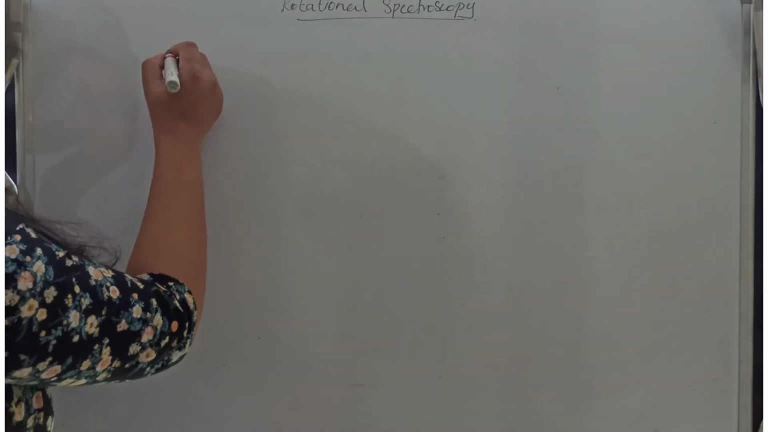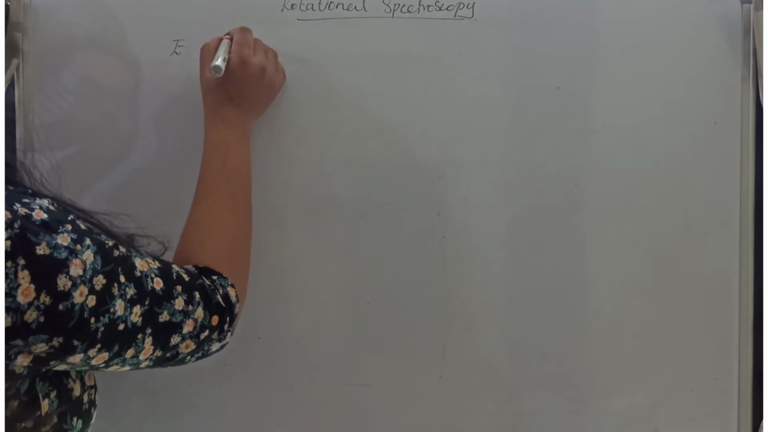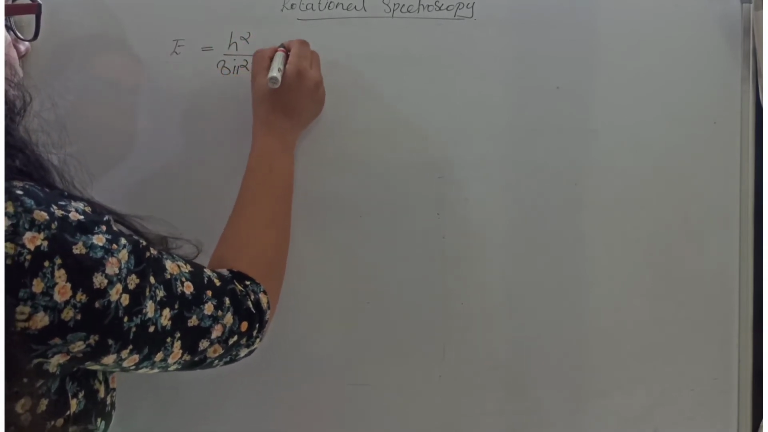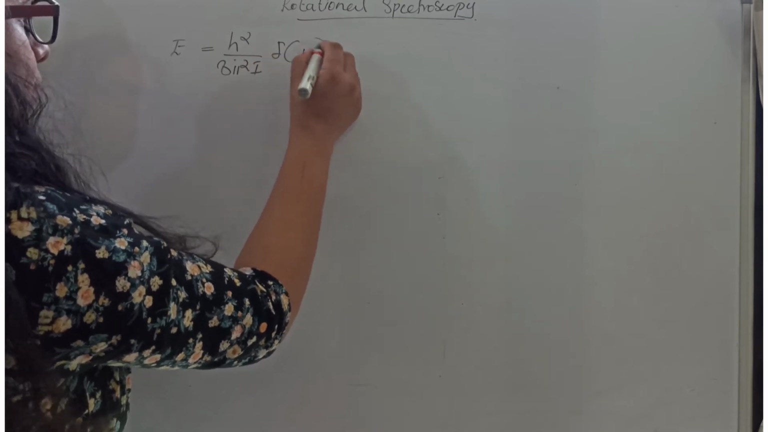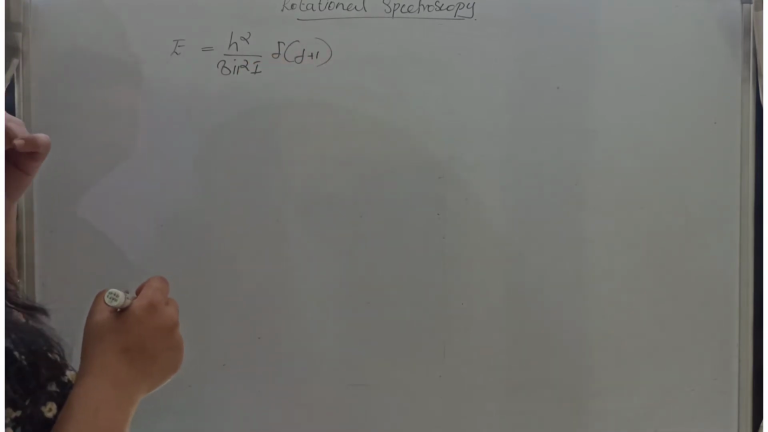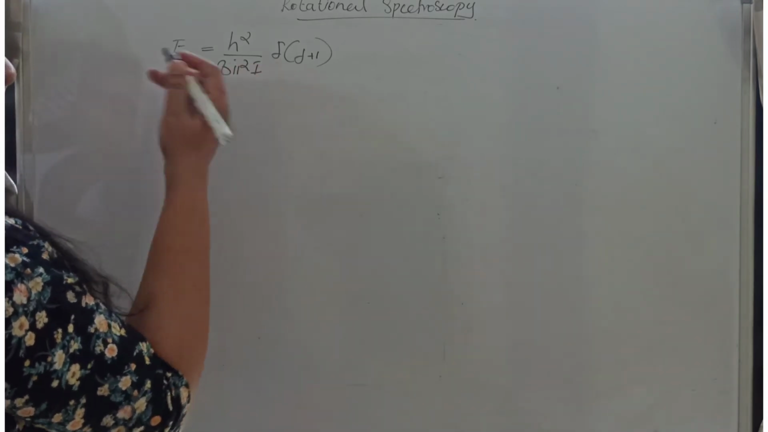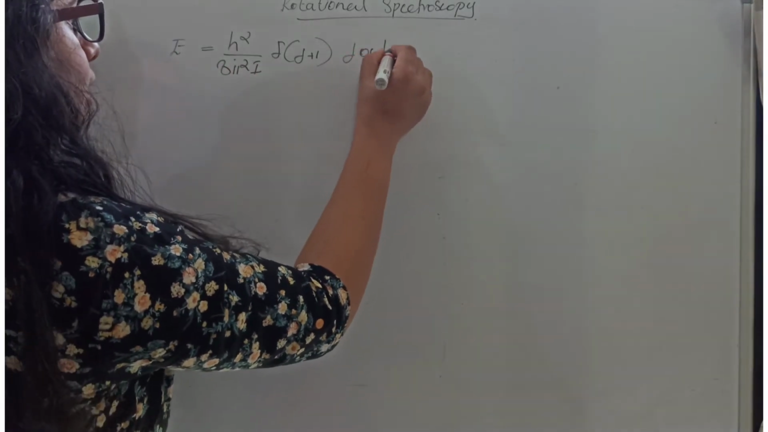In between, some problems happened in the video, so that's why I am starting just from here, not from the beginning. We will look at converting joule to centimeter inverse. So this is the equation: E is h square by 8 pi square I, J into J plus 1, that is in joules.